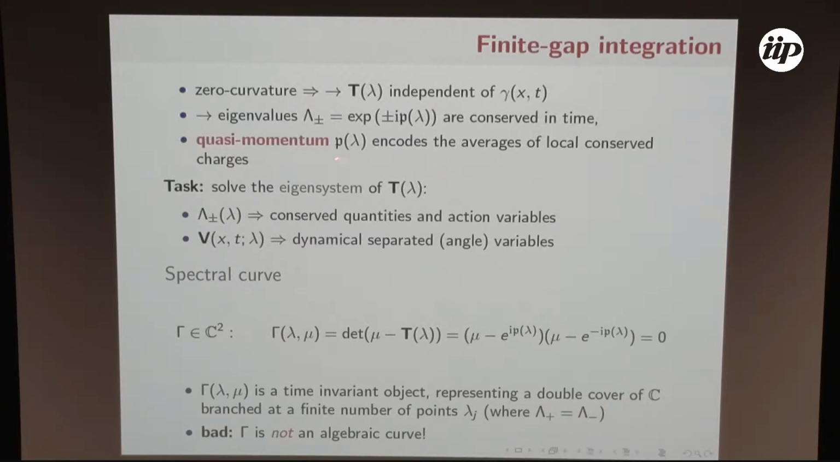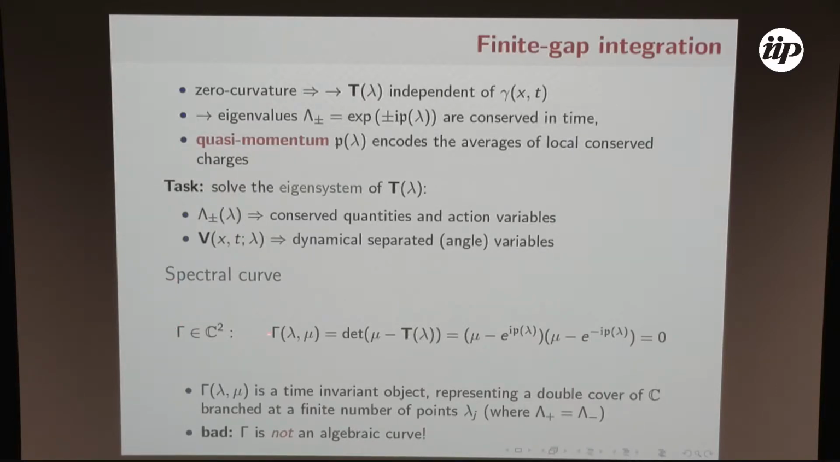It has various meanings. One pretty natural meaning of this object is that it's analytic in this spectral parameter lambda, and if I expand it, I will find the average values of local conservation laws for a particular solution. Okay, so the task is now to understand what information the eigenvalues encode, and also to understand how to obtain the eigenvectors and what information is stored in the eigenvectors. So let's first address the spectrum. The spectrum of the problem is basically encoded in an object which is called the spectral curve.